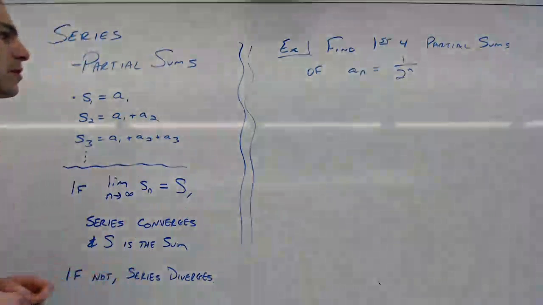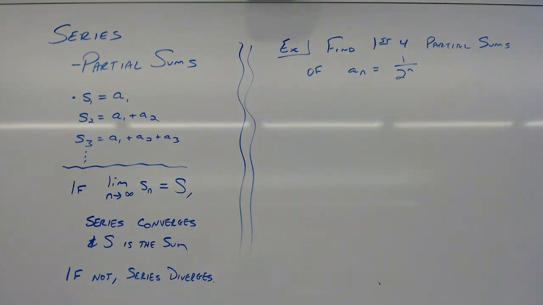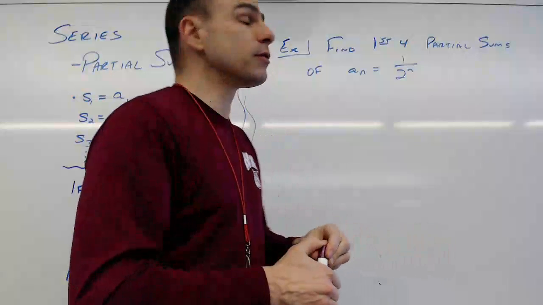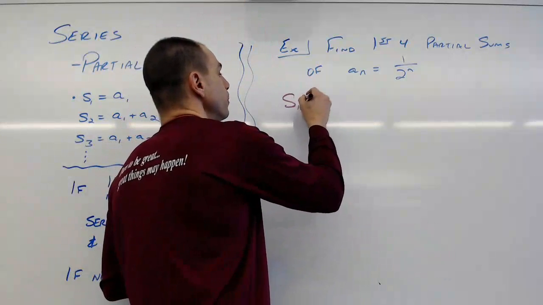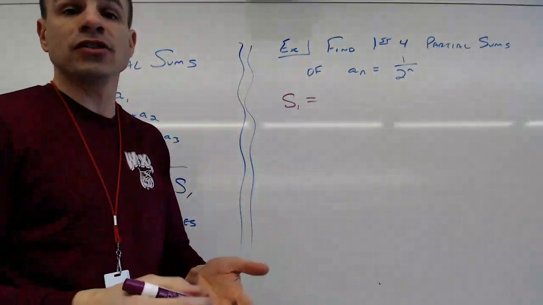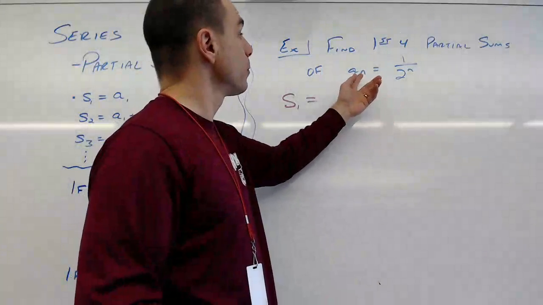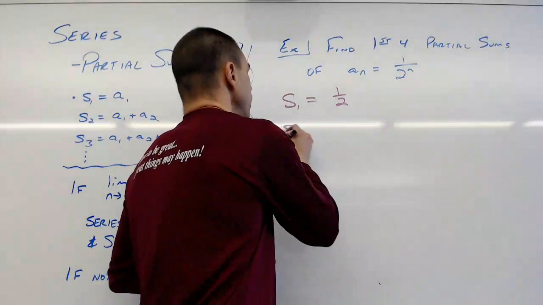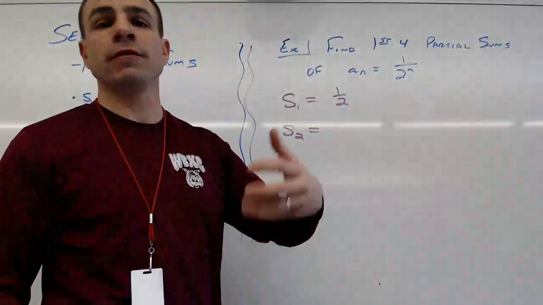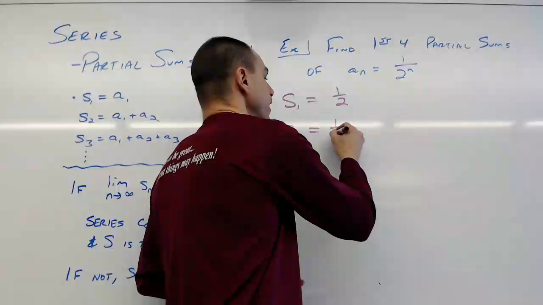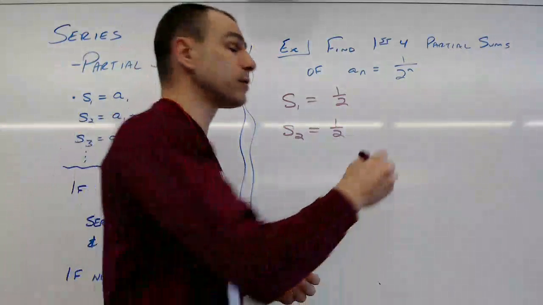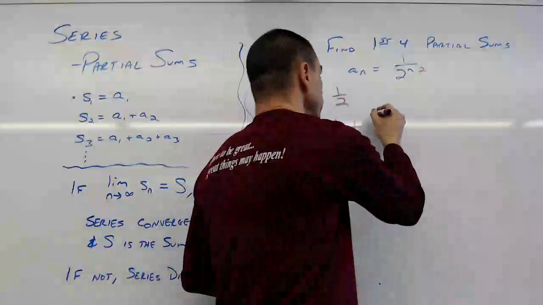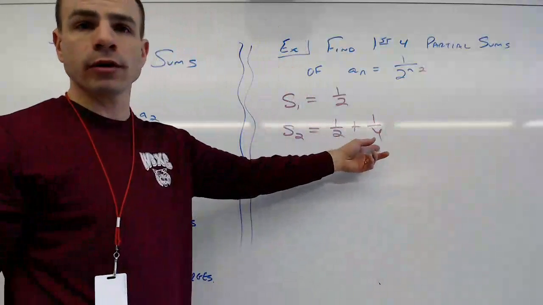What are the first four partial sums of the sequence 1 over 2 to the n? Let's look at this. The first partial sum will be s sub 1, and it's just the first term. The first term is when n is 1, so we have 1 over 2 to the first, or a half. Now we get the second partial sum. It's going to be equal to the sum of the first two terms. We already know the first term is a half, and now we have to add in the second term. Now n is 2, so we have 1 over 2 squared, which is a quarter. If we add a half and a quarter, we get 3/4.